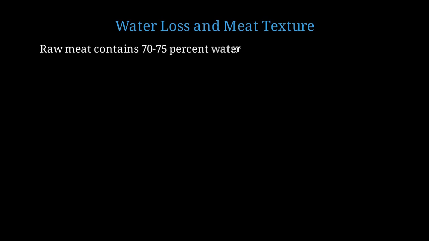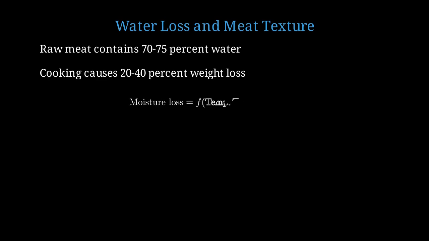Let's examine the relationship between water loss and final meat texture across different cooking regimes. Raw meat contains approximately 70 to 75% water by weight. This water is held within and between muscle fibers. Typical cooking causes 20 to 40% weight loss, almost entirely from water evaporation. Moisture loss is a function of temperature, time, and the humidity of the cooking environment.